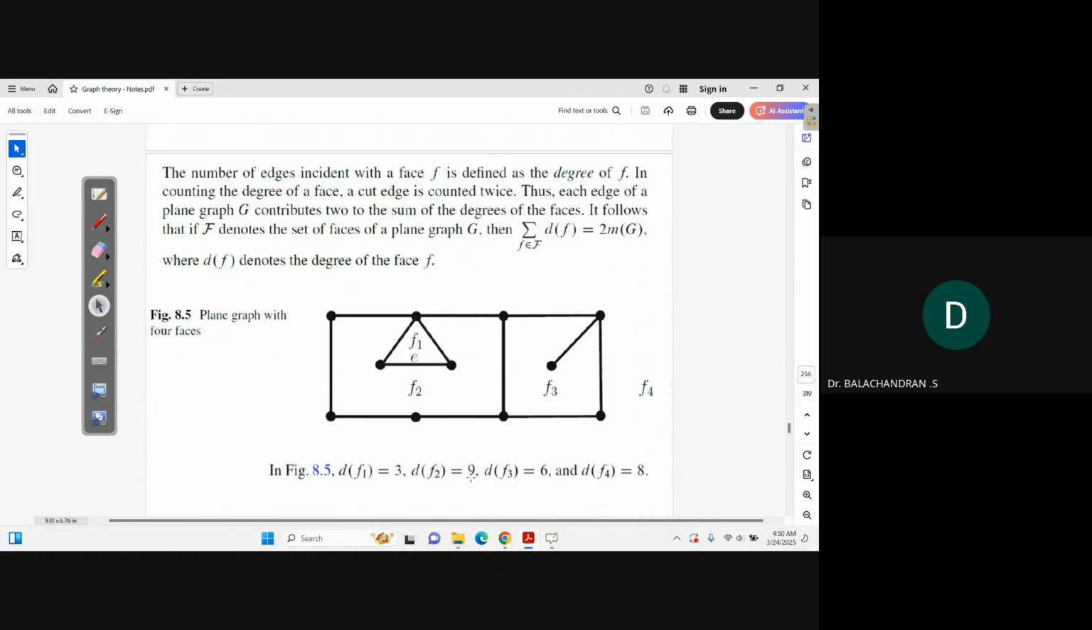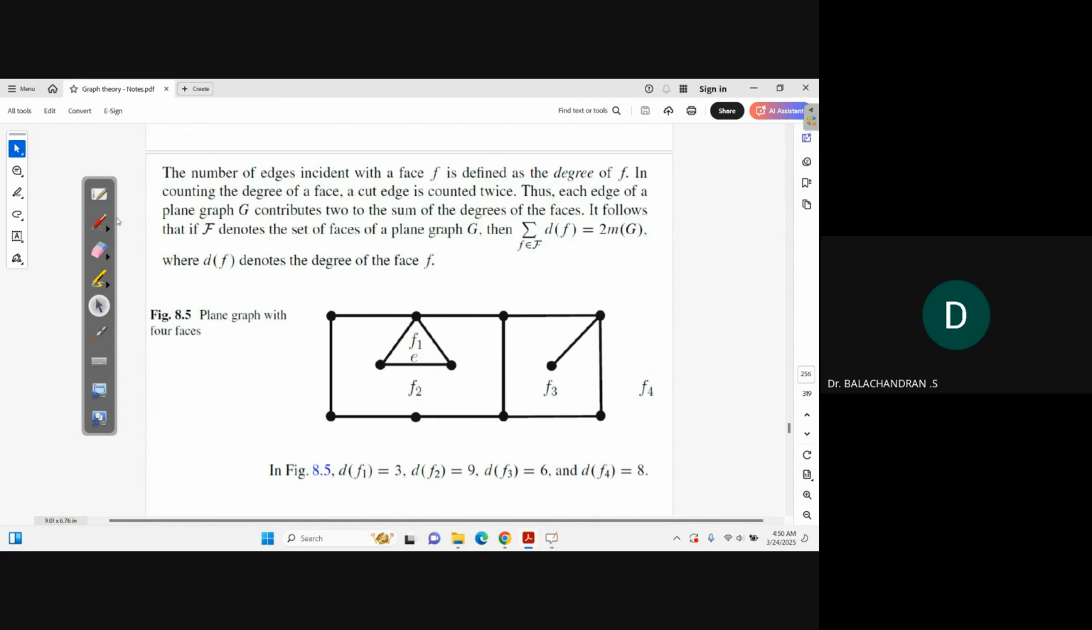And then the degree of F4. F4 is nothing but the exterior face. So 1, 2, 3, 4, 5, 6, 7, 8. F4 is 8. But here in F3, this is a cut edge.